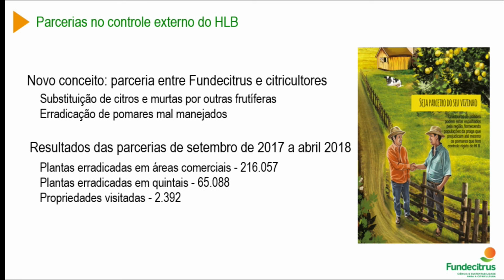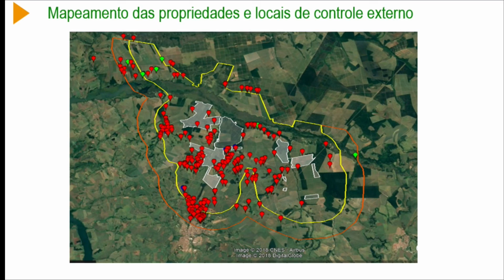So these external actions, we have dedicated ourselves to them starting in September, and we did have interesting results in the reduction of inoculum. We have eradicated over 216,000 plants in abandoned areas, 65,000 plants in backyards and small areas, and we visited over 2,000 properties. So this partnership between citrus growers and us is crucial. If you get 8 to 10 farms or properties, you probably will be able to eliminate most of the inoculum that is in the region.